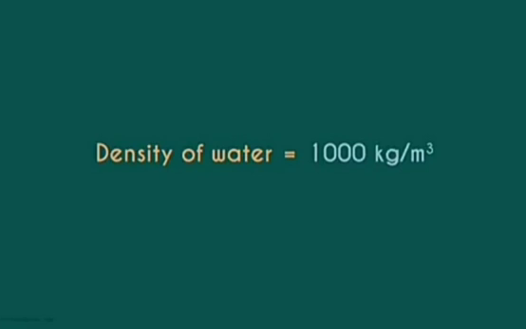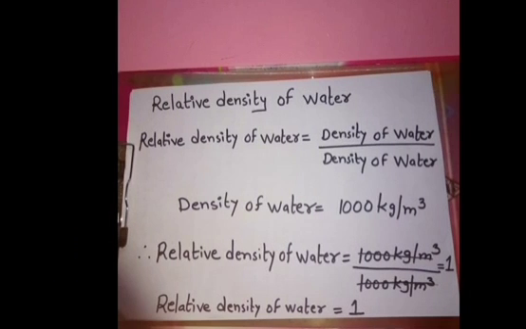Now the density of water is 1000 kg per meter cube. Now we have to find the relative density of water. Relative density of water is defined as the ratio of density of water to the density of water. We know that density of water is equal to 1000 kg per meter cube. Therefore, relative density of water is equal to 1000 kg per meter cube by 1000 kg per meter cube, which is equal to 1. Therefore, we can say that relative density of water is 1.